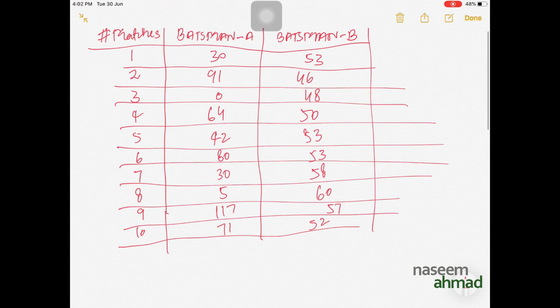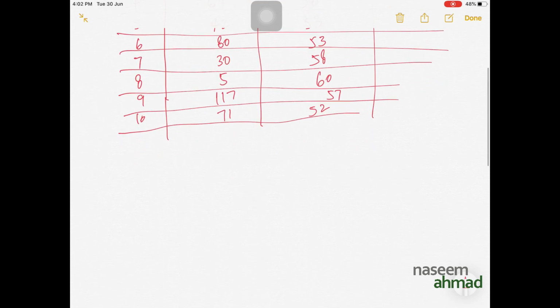So this is the table, tabular data. We have runs scored by batsman A and batsman B in 10 different matches. First let us find the mean of the data set, the runs scored by batsman A. How do we calculate the mean of a given data set? The first thing we need to do is add the different data points, and at this time I'm talking about numerical data only. We need to get the addition of the data set, and then divide by the number of data points inside the data set.